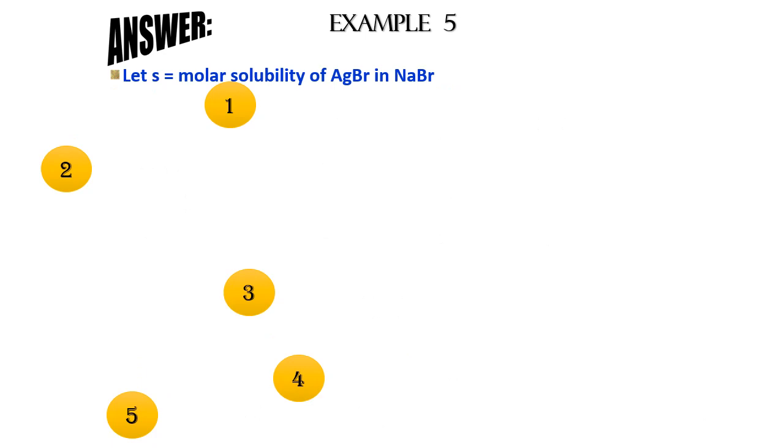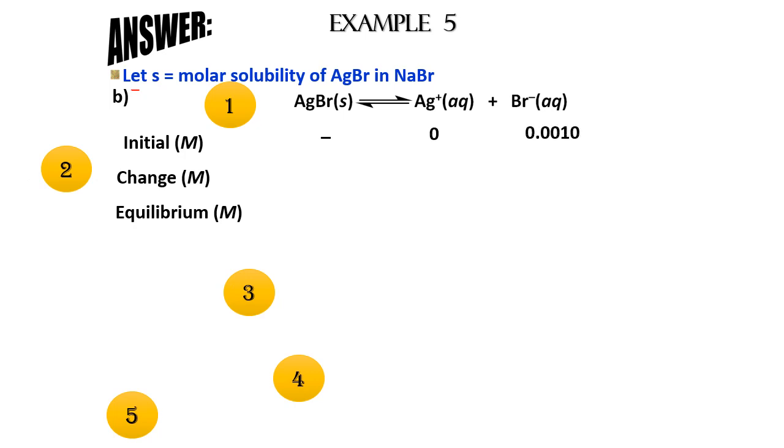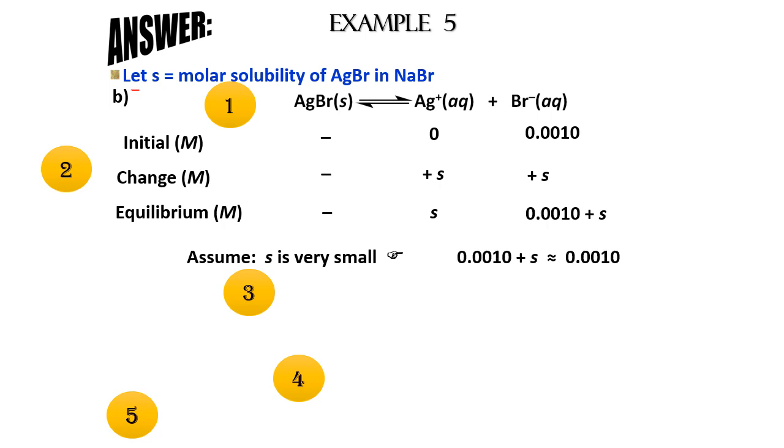Next, let S, just now we used X, now we use S, be the molar solubility of silver bromide in sodium bromide. So the concept is still the same: balanced equation, ICE table. But for this case, the initial concentration of bromide ion is 0.001. Then the change is positive S, so this is positive S, and this is 0.001 plus S. We assume that S is very small, that's why we ignore the S, meaning that this is equal to 0.001.